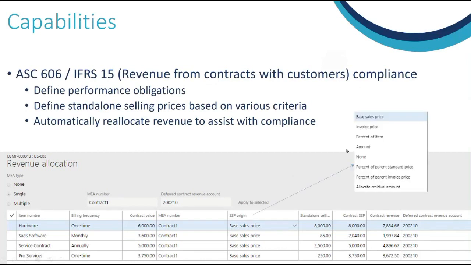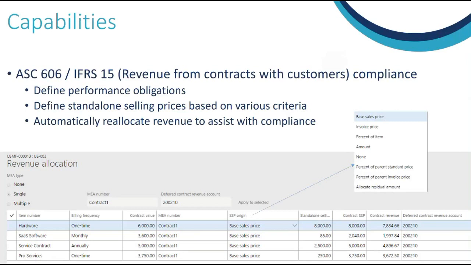Those standalone selling prices we can get from various areas. We can use the base sales price. That's simply going to go back to the item master. It's going to look at the sales price that you put there and say, this is the standalone selling price. It could look at the price that's on the actual invoice. Maybe your prices don't change. Maybe you don't store the pricing, but you're importing them in from a CRM or some kind of another front end. We can look at the actual invoice price.